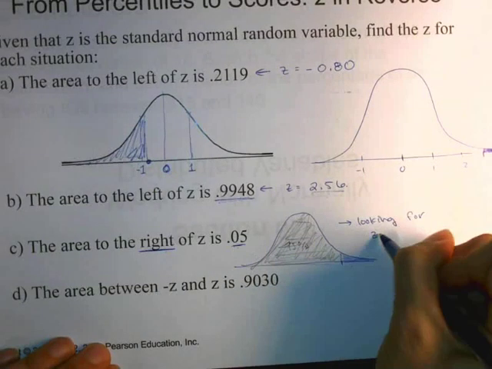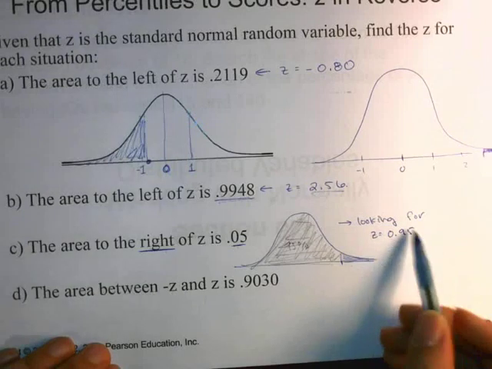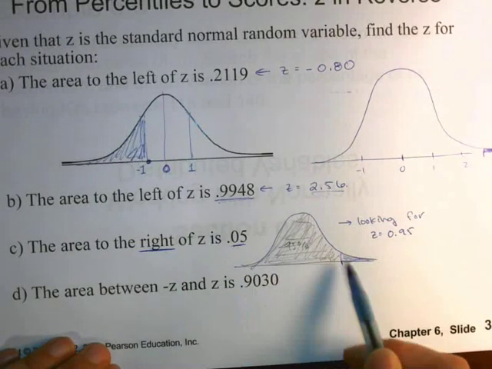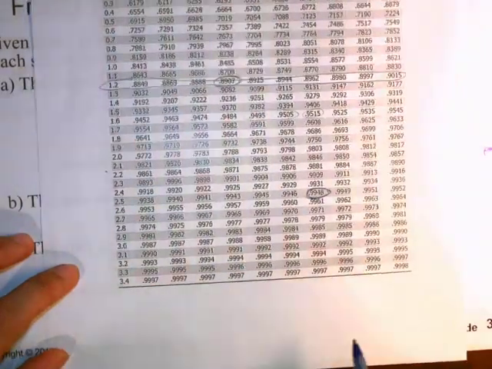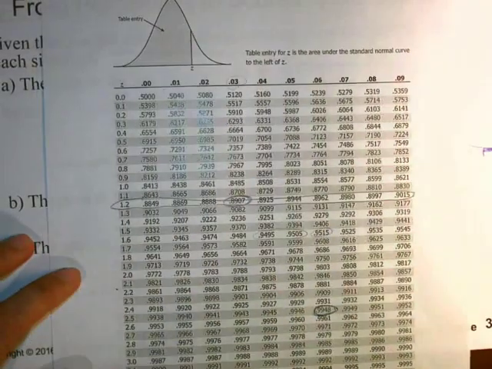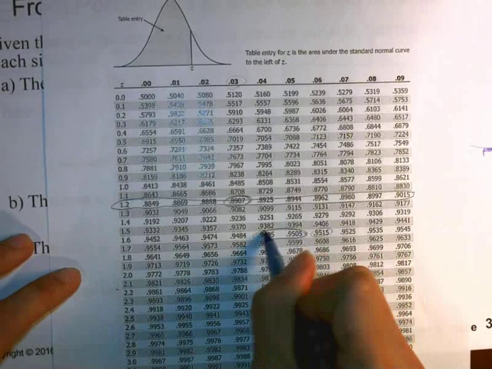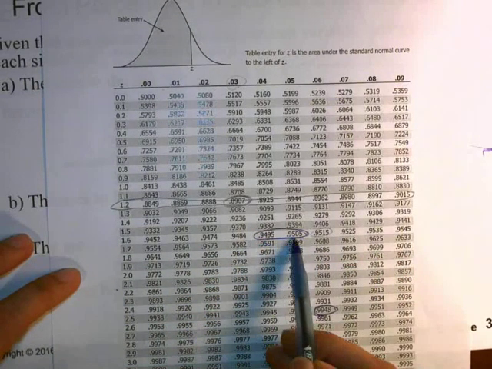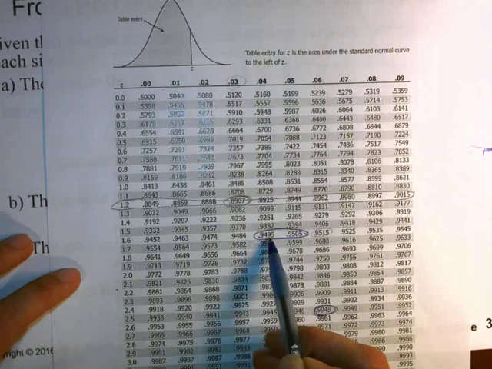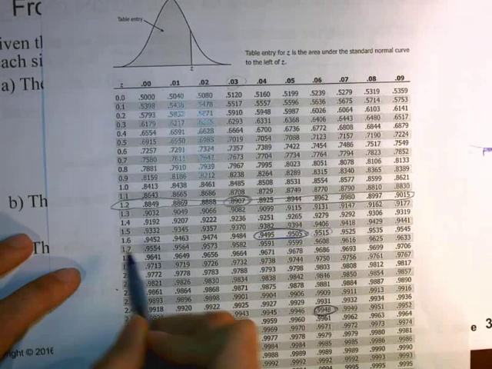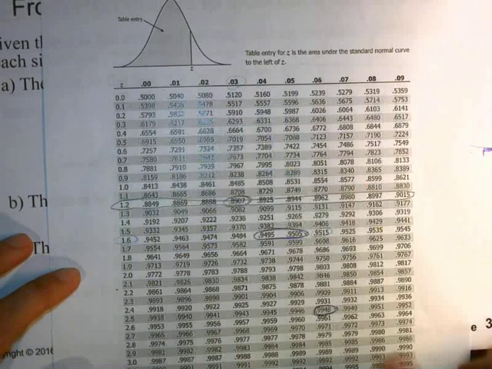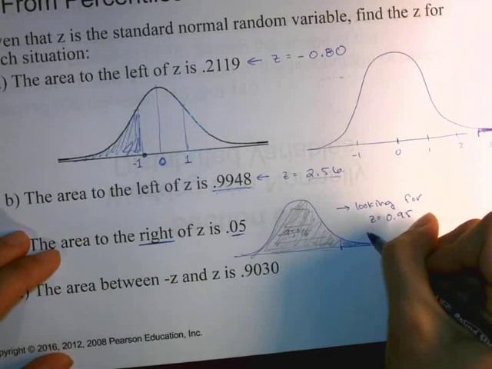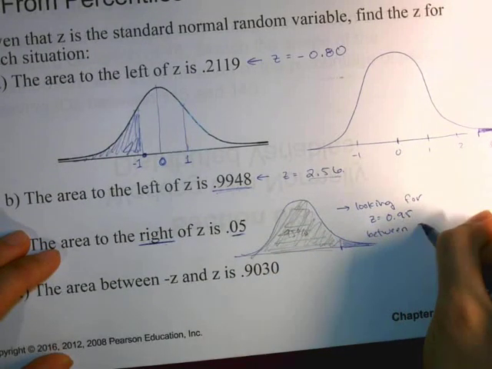So we are looking in the table for z is 0.95, because 95% of the data is to the left if 5% of the data is to the right. So I'm going to search in my table for 0.95, and I come over here and I see these two values right here that straddle 95%. So 0.9495 and 0.9505. They are both 1.6, so z is 1.64 or 1.65.